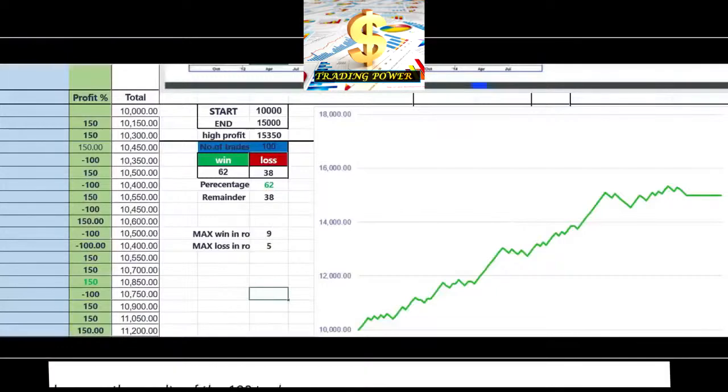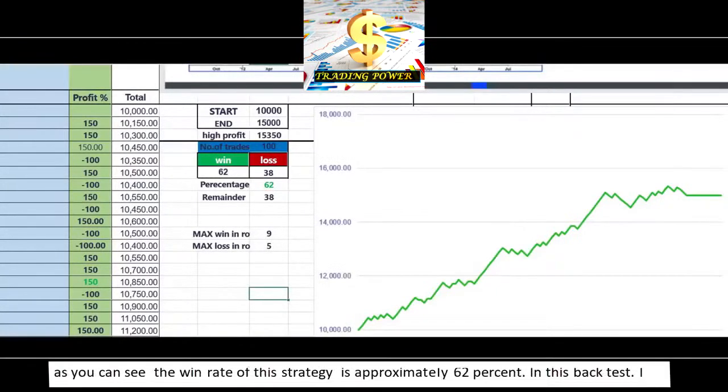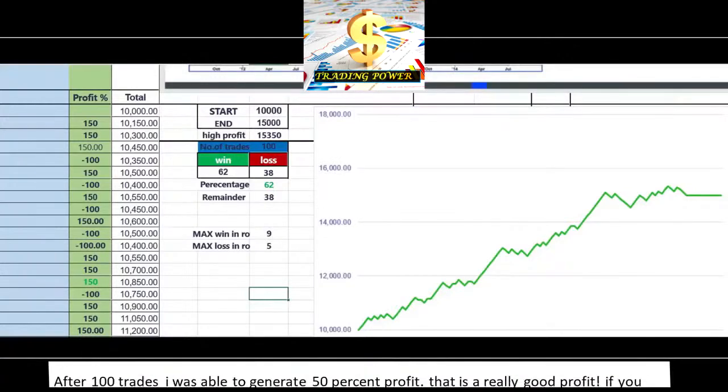Here are the results of the 100 trades. As you can see, the win rate of this strategy is approximately 62%. In this backtest, I had 62 winners and 38 losers. I was able to win 9 trades in a row and lost 5 trades in a row. After 100 trades, I was able to generate 50% profit. That is a really good profit.